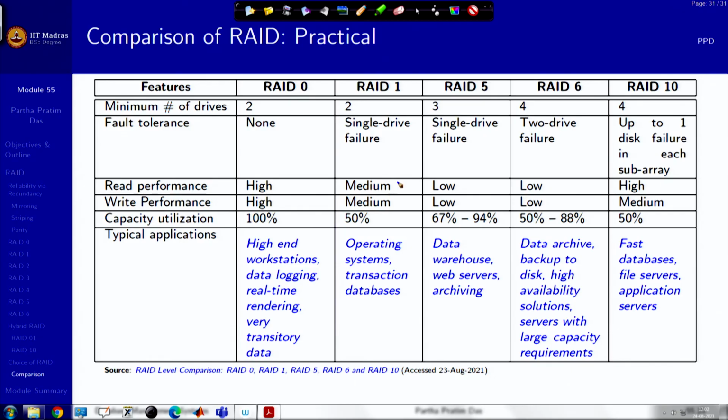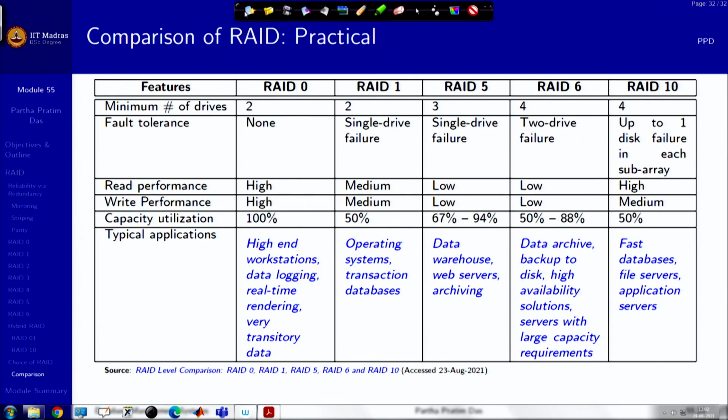You will use RAID 1, where you have single drive failure protection, medium performance, and 50% utilization, for operating systems and transaction databases, where you need a balance between safety, fault tolerance and performance, and you don't expect the data size to grow really that large.